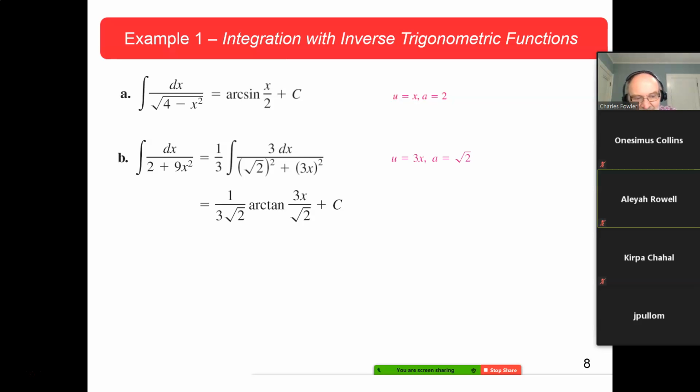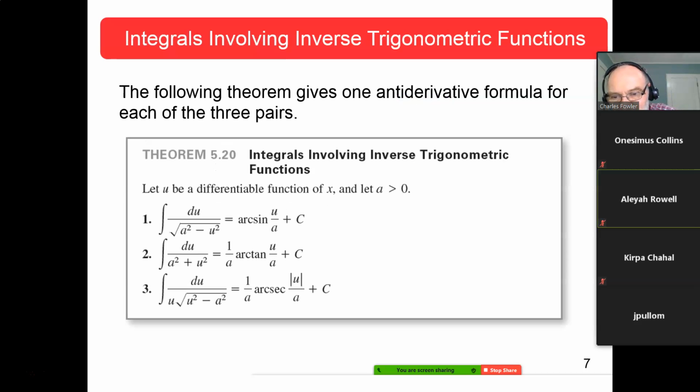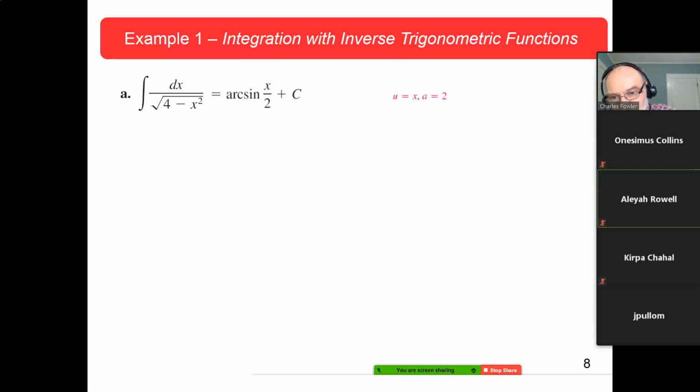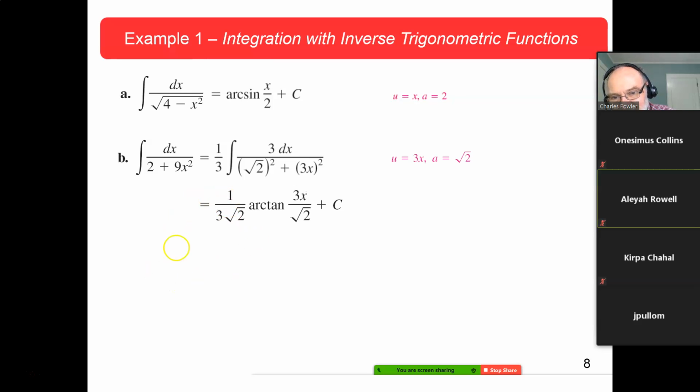And that's to go back and see what formula that is. That's this one, the second one here, and you see it's 1 over a, where a is this thing, arctangent of u over a. So the 1 over a, that's 1 over root 2. But then because you have a 3x as the u, you have that 1/3 in front. So that's what makes it a 1 over 3 root 2. And that's where you get this.